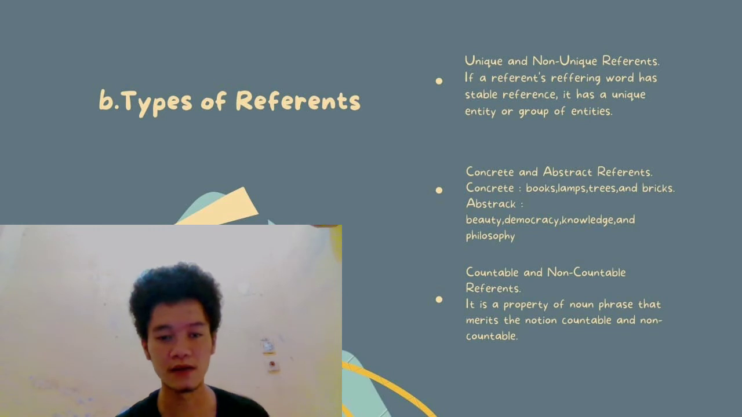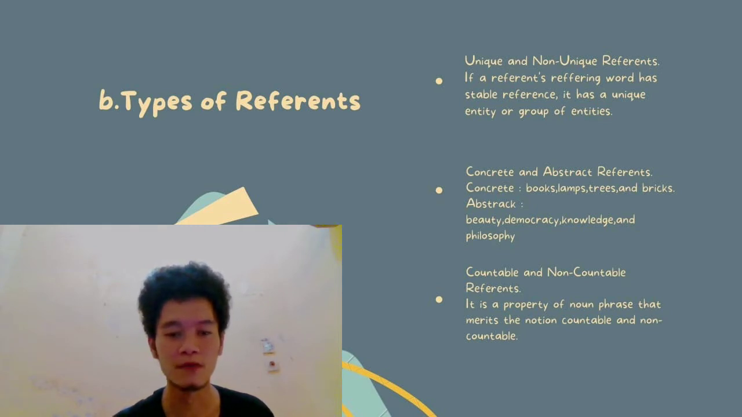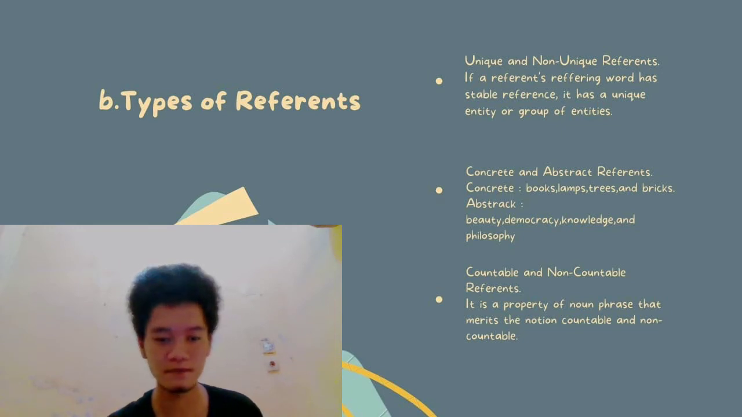The third is countable and non-countable reference. It is the property of noun phrase that merits the notions countable and non-countable, both of which can be concrete and abstract. Concrete countable expressions are those that are distinct from one another and can be numbered one at a time. Pencils, backpacks, seats, and watches are examples of this. Problems, experience, and suggestions are examples of abstract countable nouns.